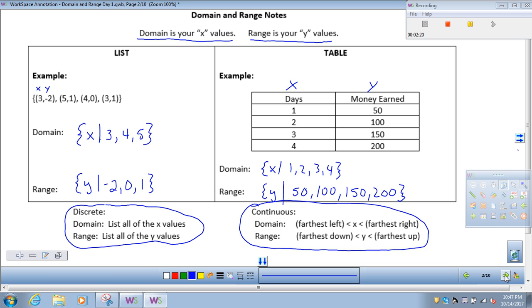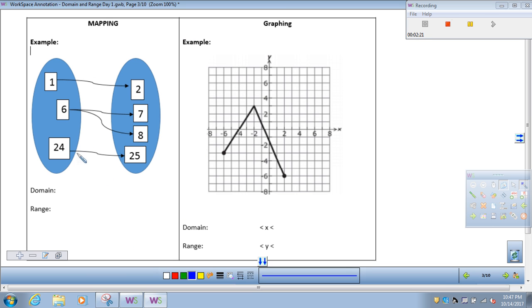There is one that's a little bit tougher. Here we have discrete data again, and so all we have to do is list it out. So our x's are 1, 6, and 24. And then our y's are 2, 7, 8, and 25. So, like I said, anytime you're doing discrete data, all you have to do is list it out.